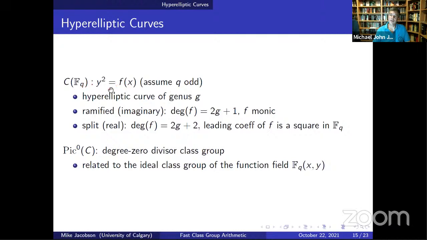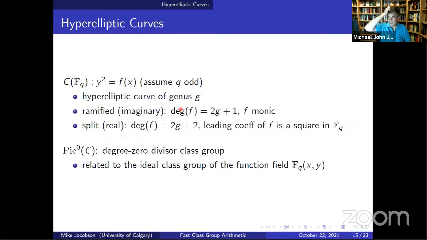So this curve is a hyperelliptic curve of genus g. The genus is related to the degree of f: if the degree of f is odd, then the genus is the degree of f minus 1, divided by 2, and if it's even, it's the degree of f minus 2, divided by 2. Elliptic curves, incidentally, are hyperelliptic curves of genus 1, so that may be a more familiar object, perhaps.